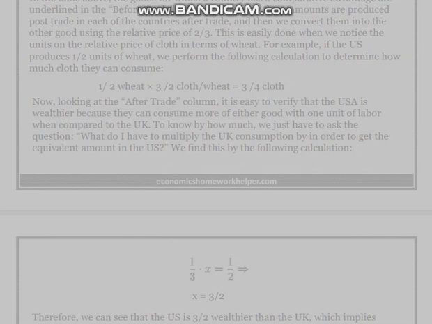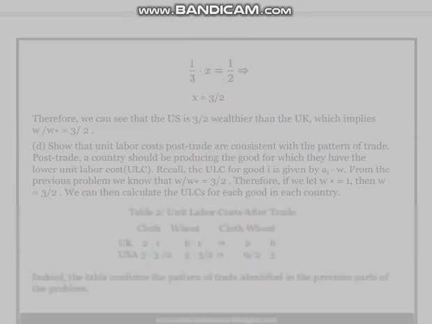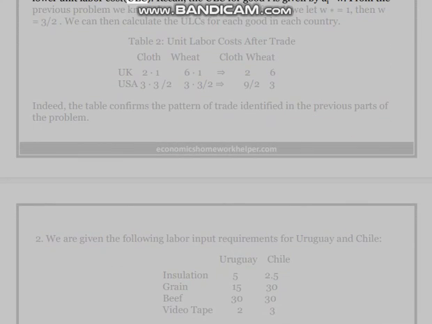D. Show that unit labor costs post-trade are consistent with the pattern of trade. Post-trade, a country should be producing the good for which they have the lower unit labor cost, ULC. Recall, the ULC for good i is given by a_i times w. From the previous problem we know that W/W* equals 3/2. Therefore, if we let W* equals 1, then W equals 3/2. We can then calculate the ULCs for each good in each country.